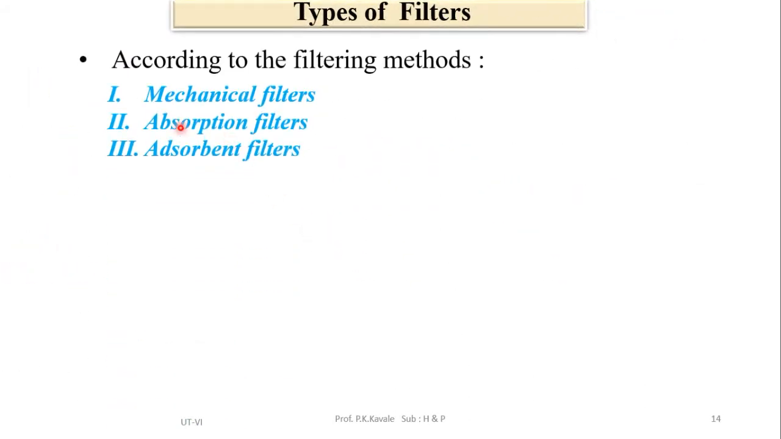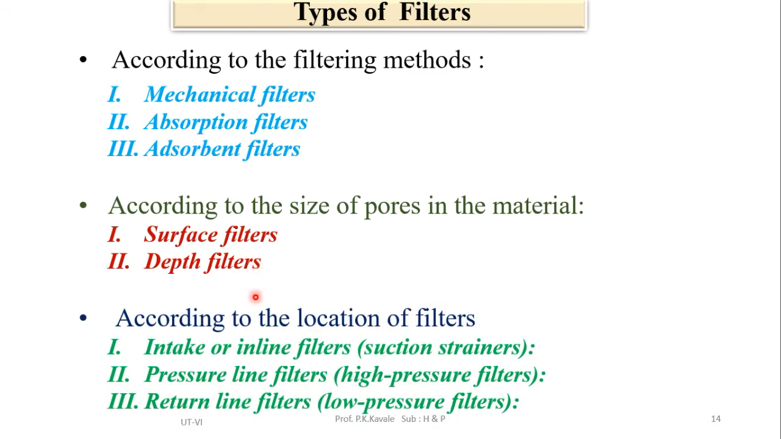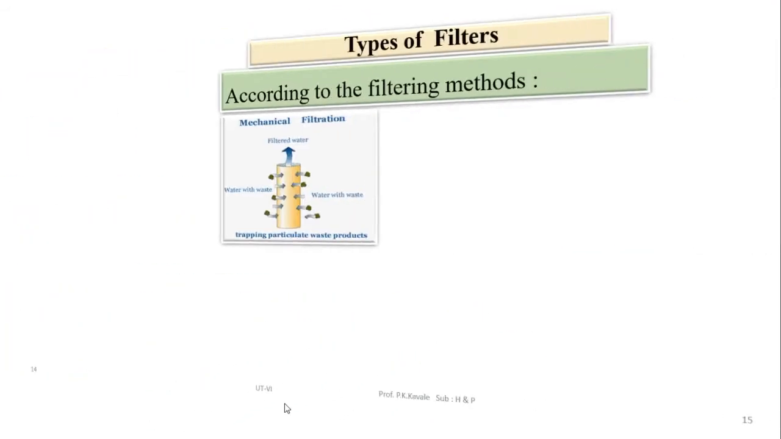Types of filters according to different heads. According to filtering method: mechanical filter, absorption filter. Then according to size of pores in the material: surface filter, depth filter. According to the location of the filter in a system: suction strainers, high pressure strainers, low pressure filters, intake inline, pressure line, return line. We'll see one by one.